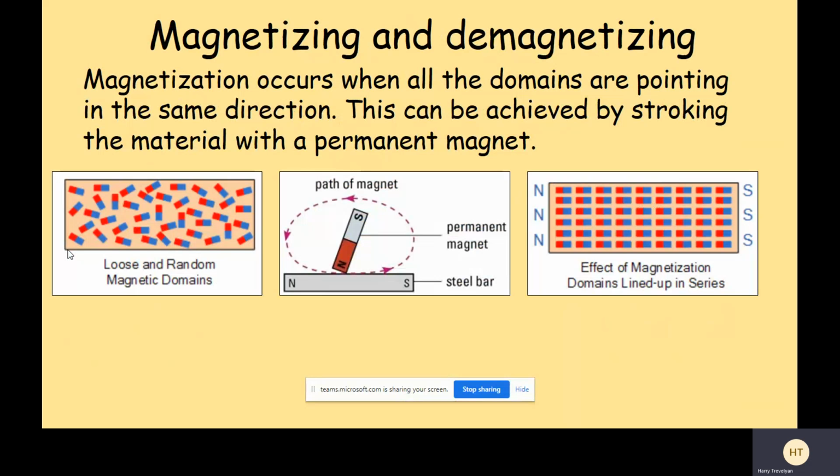They're randomly arranged. However, if I were going to stroke a permanent magnet, like my bar magnet, across, let's call it an iron block, then what happens? Well, if you look on the right, those domains are lined up in series. They're all facing the same way, right? All the north poles are at one end, and all the south poles are at the other end. And when we get that alignment of all the domains, it becomes a magnet. It's been magnetized, and it creates its own magnetic field.